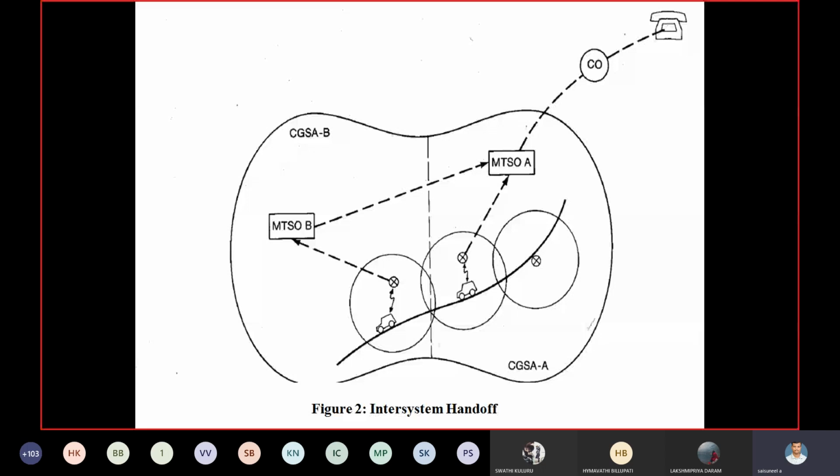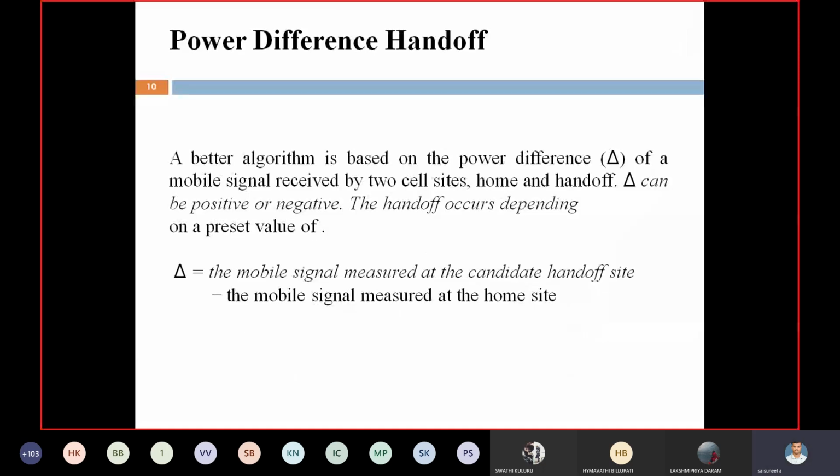The next one is power difference handoff. What is power difference handoff? Here, the power difference is measured as delta. This depends upon the signal strength of the two cell sites. The difference may be either positive or negative. Here, how do we calculate the delta value? It is the power difference between two cell sites.